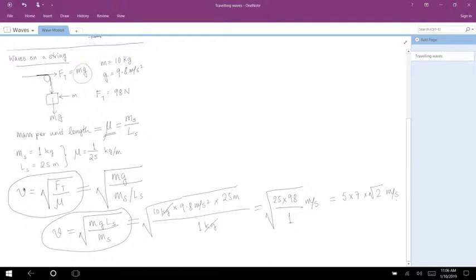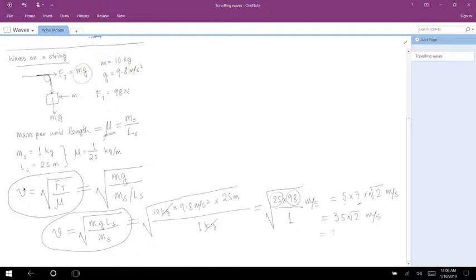And I did that because, remember, 7 times 7 is 49. 5 times 5 is 25. So when I take the square root, I get a square root of 25, which gives me the 5. 98 is a 49 times 2. So the square root of 49 is a 7. And then I have a square root of 2. So that becomes 35 square root of 2 meter per second.